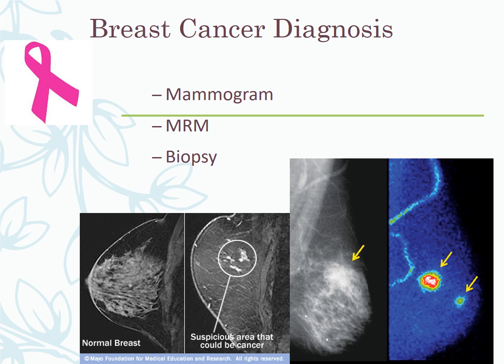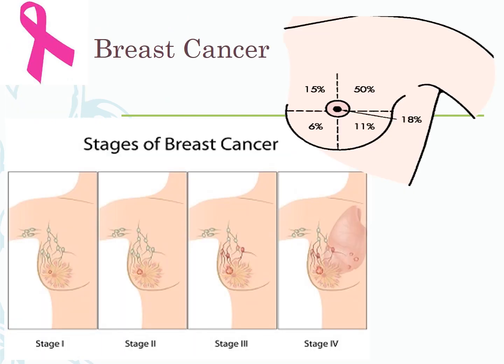Hormone receptor status, we'll look at the estrogen and progesterone receptors. And we'll do DNA ploidy status. And we will assess the amount of DNA in the cancer cells to determine how aggressive that cancer actually is.